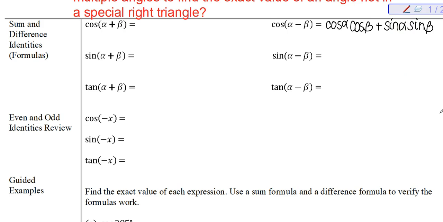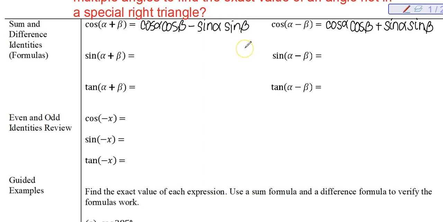And like I said, right now I don't have time to explain why it is what it is, but I will post a video if you're curious. Okay? And then the rest of these you can basically build off of this formula. I'm not going to ask you to derive them. Let's go ahead and do the sum of angles here. So the cosine of angle alpha plus angle beta goes like this. Cosine of alpha, cosine of beta, minus sine of alpha, sine of beta.